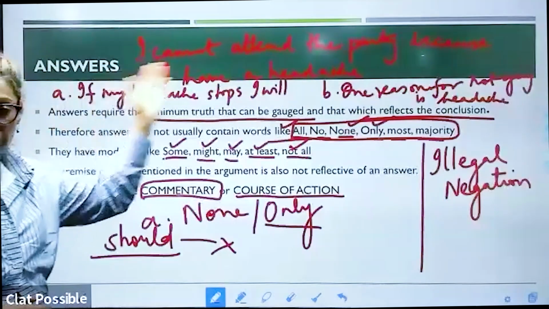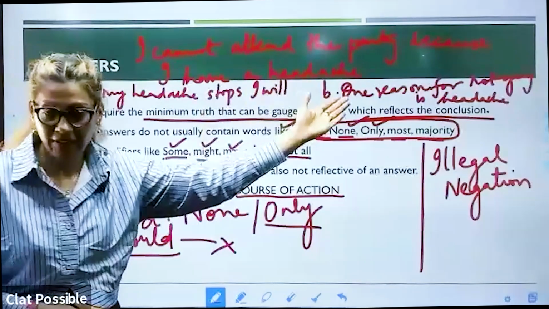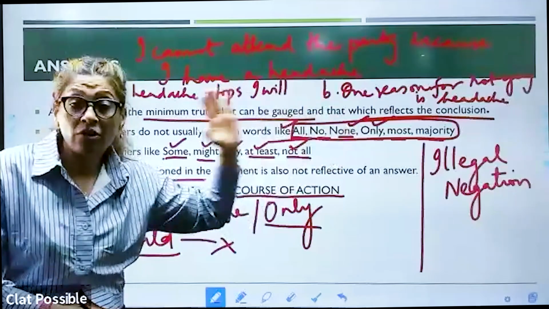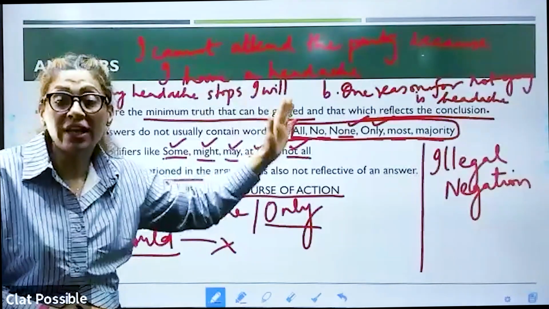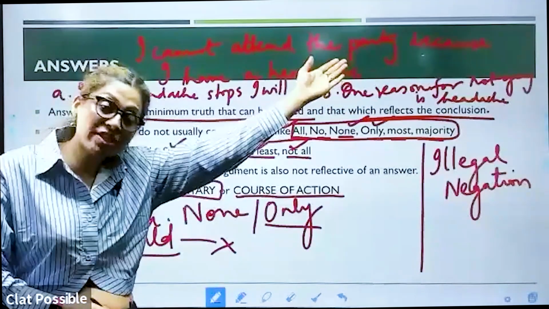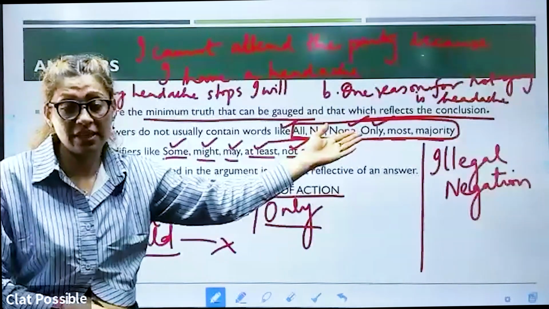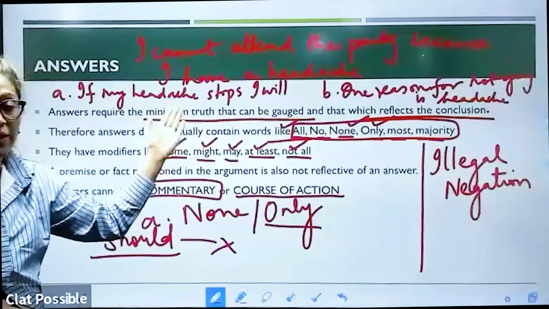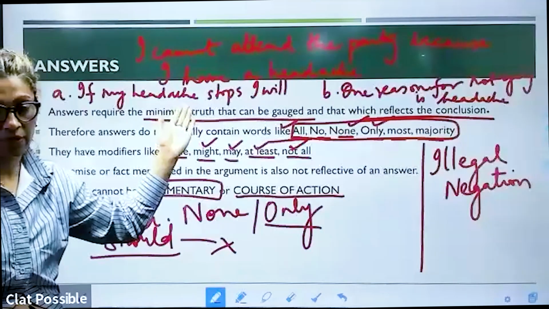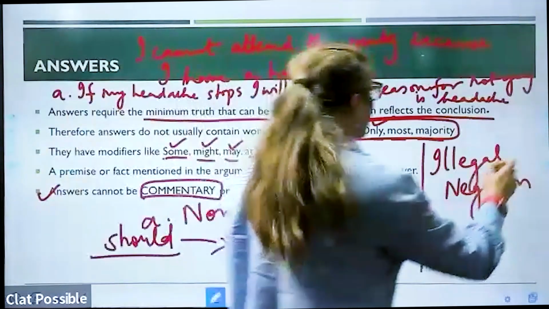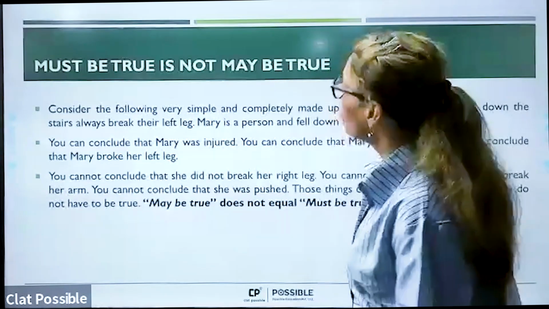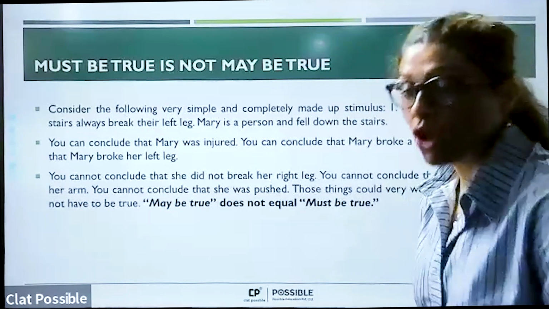So look at it in front of you. I cannot attend the party because I have a headache. One option will be, if I don't have the headache, I will attend the party. Not sure. It's not the only thing. Remember, one reason for not attending the party is headache. Maybe I've just given one reason. There could be other reasons, isn't it? So this is a possibility. And possibility cannot become a surety. And to explain it better, I have just given you a whole new meaning. So must be true is not may be true.